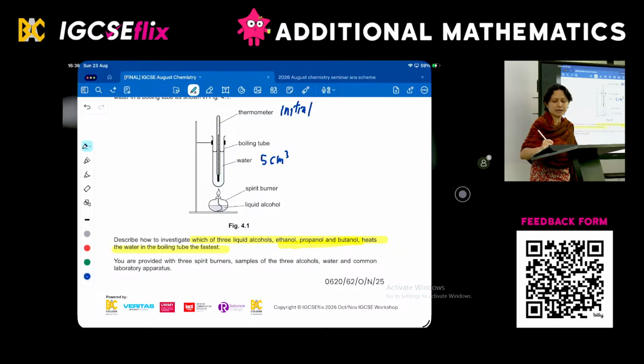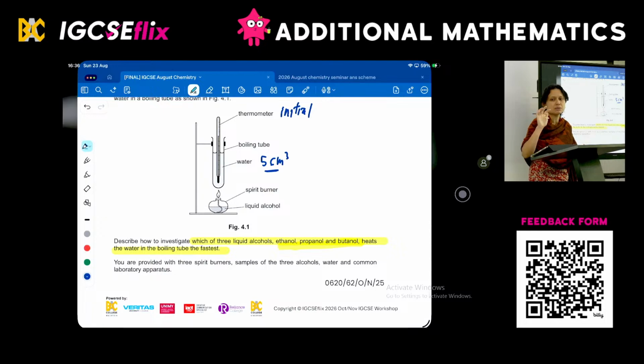You can explain how you got 5 centimeter cube. How did you measure 5 centimeter cube? Using a measuring cylinder. You don't have to use a pipette. You can write pipette also, it doesn't matter. Because this one is not titration, so it doesn't have to be so accurate. So you can say measuring cylinder, measure 5 centimeter cube. And then you put a thermometer and write down the initial temperature.